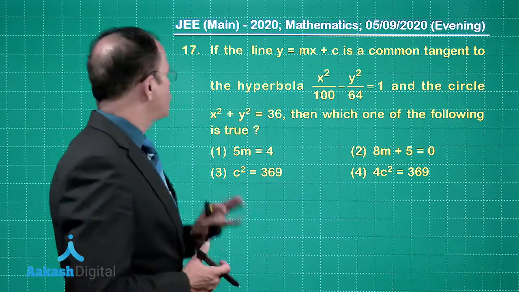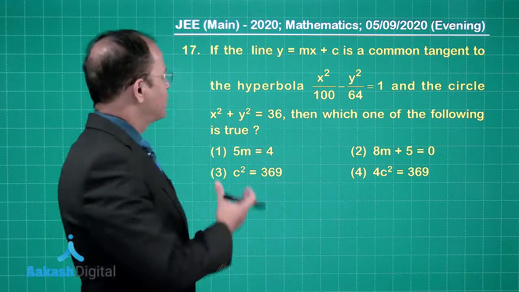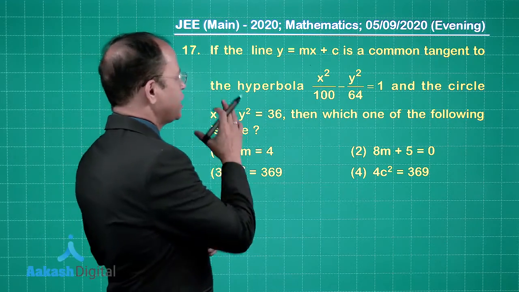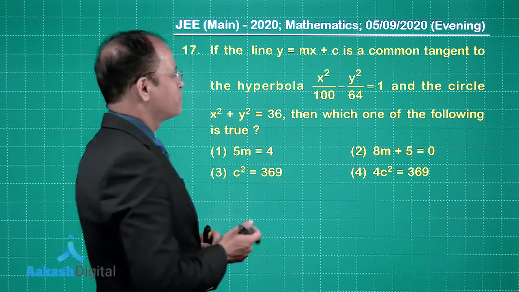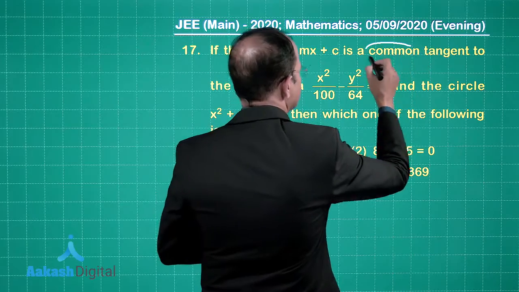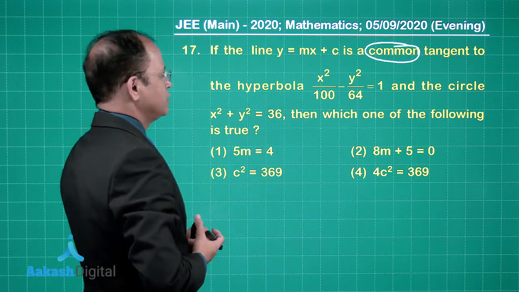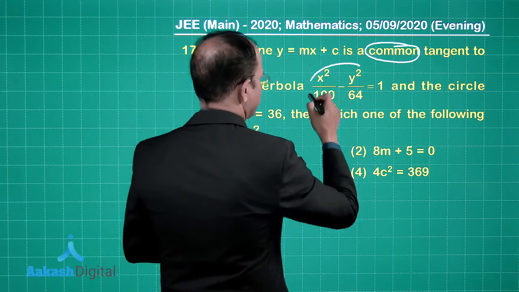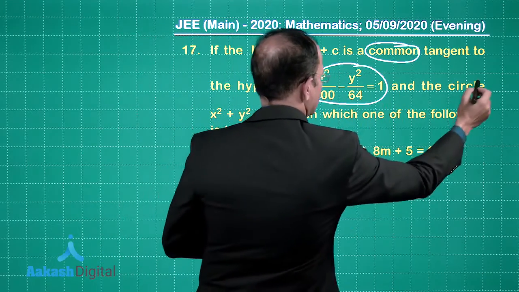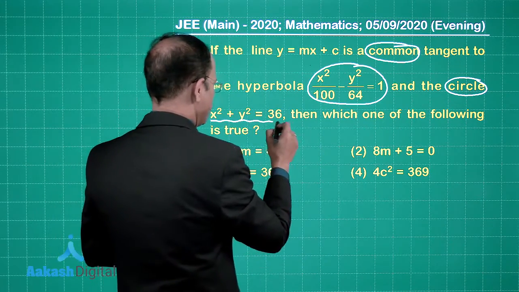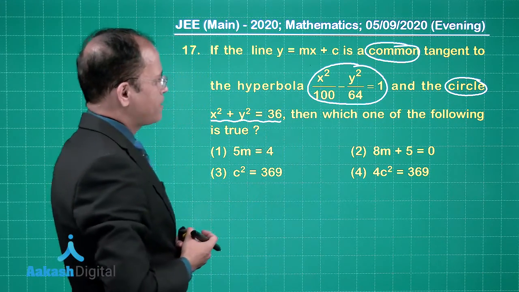Now let's talk about question number 17. The question states that if the line y is equal to mx plus c is a common tangent, so this is a problem which is based on common tangent to the hyperbola, and also it has been given the circle here. Can you see that? This is the circle we have, x square plus y square is equal to 36.